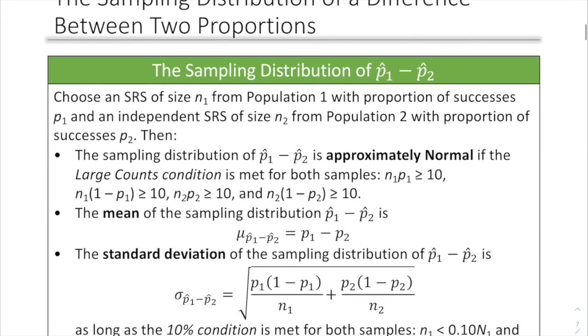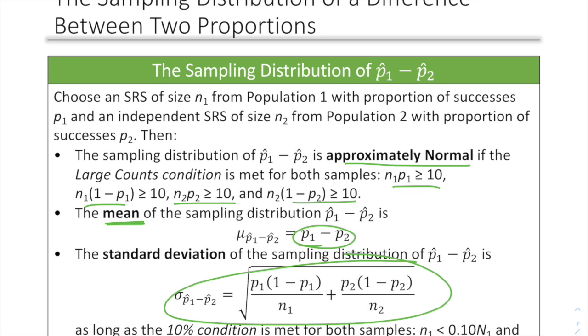So all together, we know it's a normal distribution if all four np and n times 1 minus p values are all greater than or equal to 10. We can find the mean of the sampling distribution by simply subtracting the parameter values that are given. And then as long as our 10% condition is met for both samples, then we have our formula for standard deviation. So all these little pieces we need for confidence intervals and hypothesis testing.